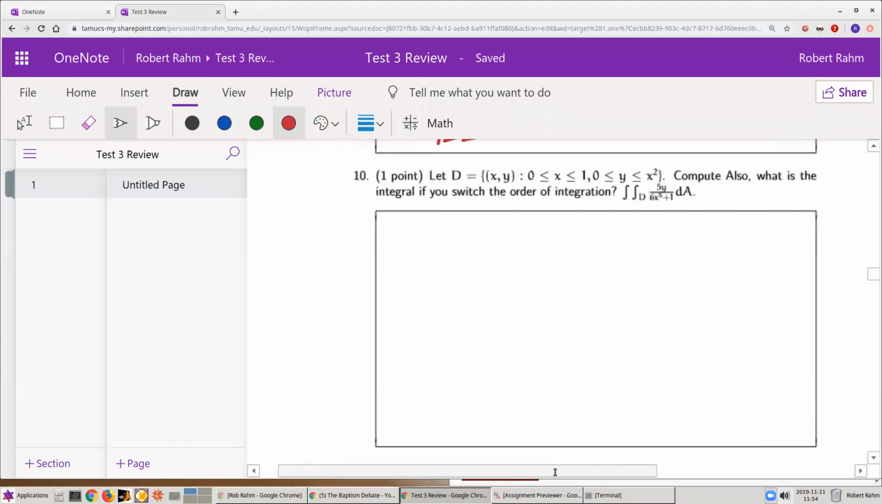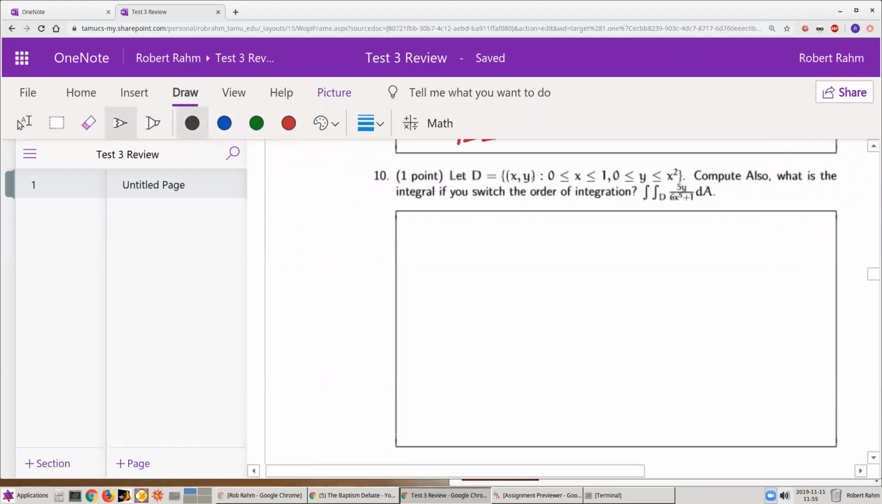Okay, now we come to this problem. So the first thing that I'm going to do is sketch this region. So we know x goes from 0 to 1, and y goes from 0 to x squared. So the left x limit is going to be x is equal to 0. The right x limit is going to be x is equal to 1. And then the y limit is going to be 0 to x squared. So it's going to be something like this, okay?